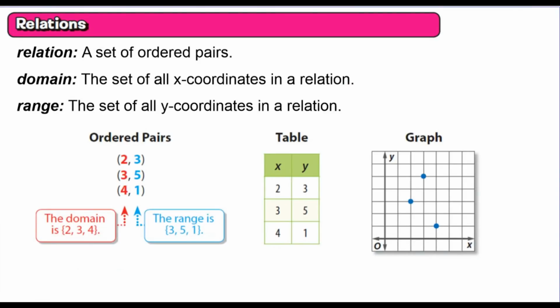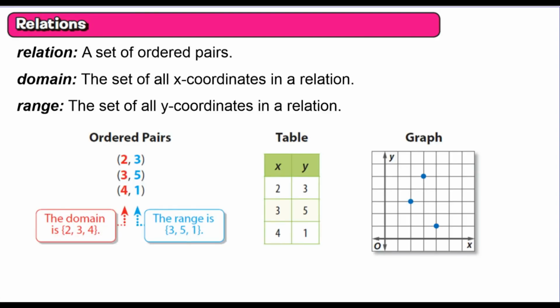Next, we want to talk about something called a relation. Now, a relation is just simply a set of ordered pairs. So whenever you have a set of ordered pairs, that's called a relation. Nothing more, nothing less. And in that set of ordered pairs, we've got a set of x values and we've got a set of y values.